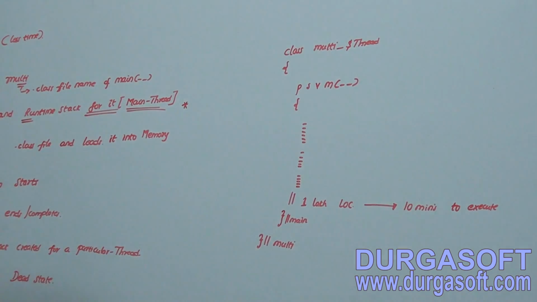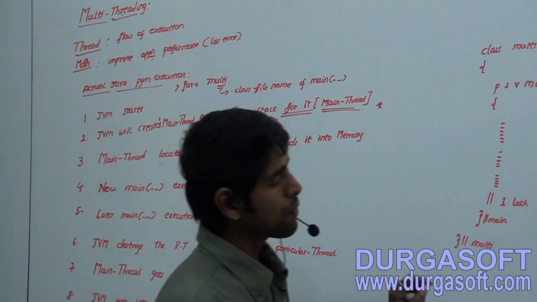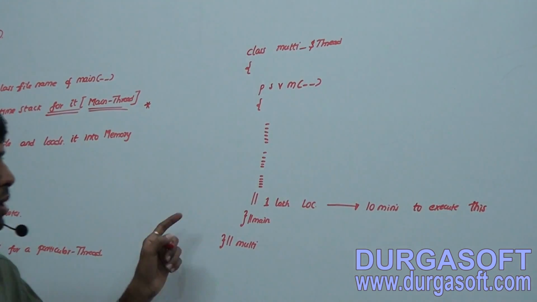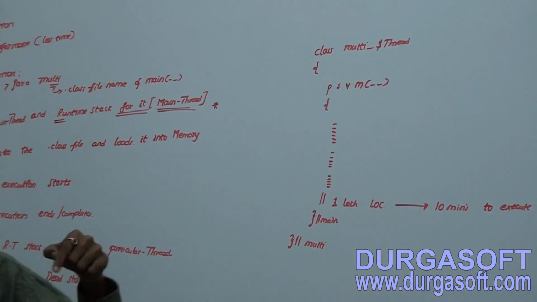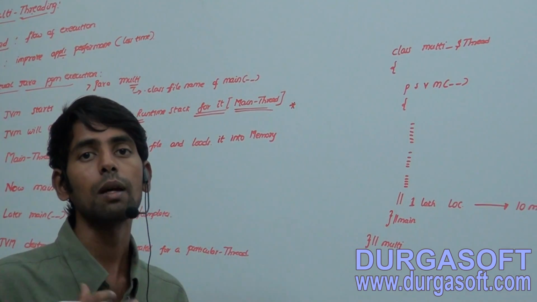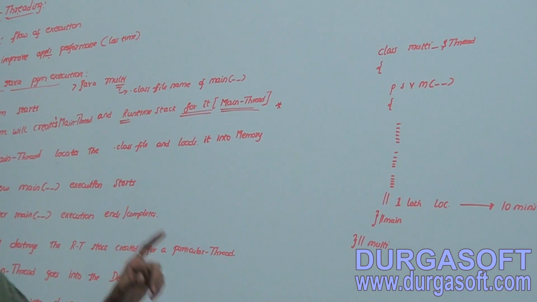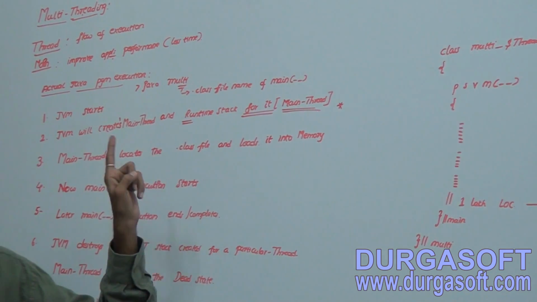10 minutes is the time taken to execute this piece of code. I want to reduce the time taken to execute this code to 5 minutes. How can I do that? Programmatically, technically, how can we do that? For that I am going to depend upon a concept called multi-threading.